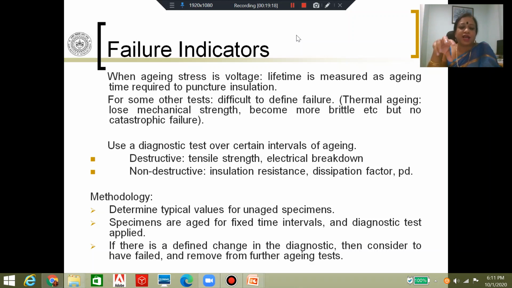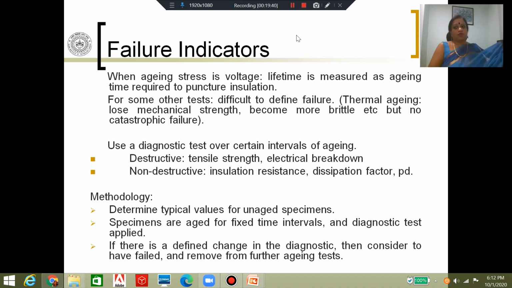The difference of this kind of an aging test from an ordinary material property test is like this. If you are taking a material and you're conducting the breakdown test when you have that voltage applied for a very long period of time, you have to wait that long period of time before failure occurs.